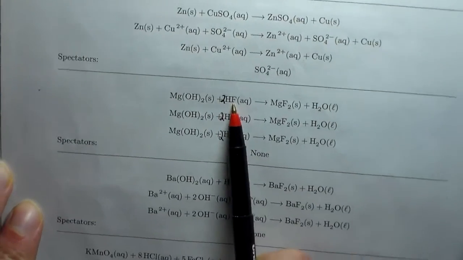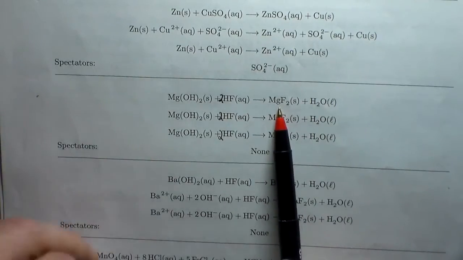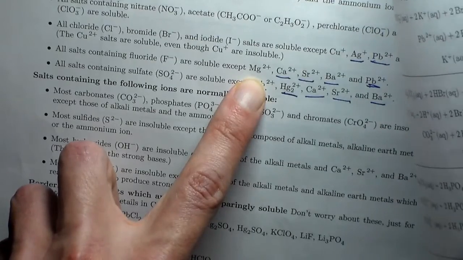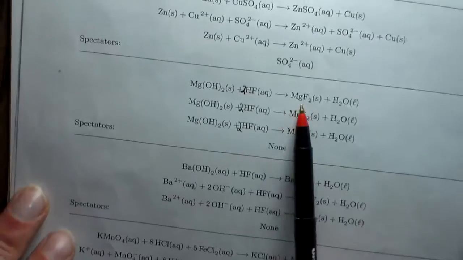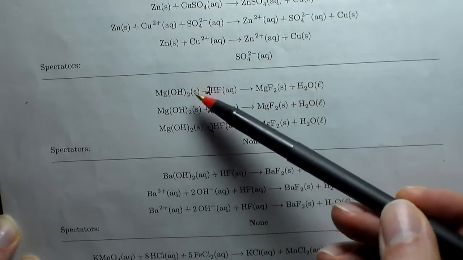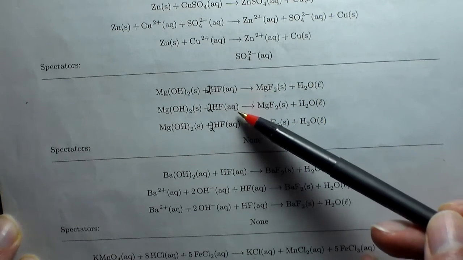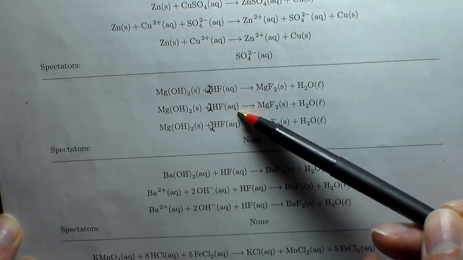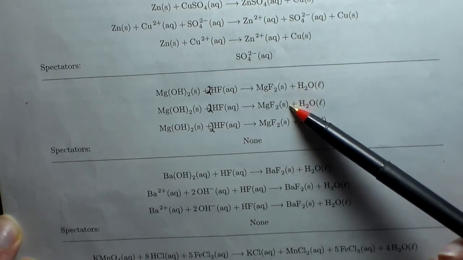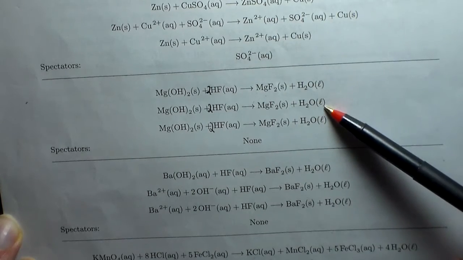Hydrofluoric acid, of course, is the weak acid we talked about, so that one doesn't break apart. Magnesium fluoride, all salts containing fluoride are soluble except, there's my magnesium. So magnesium fluoride is insoluble. Okay, so that's my magnesium fluoride here. And then, of course, my water. So that means, since this is solid, I write it exactly the same way I found it. My hydrofluoric acid, that's a weak acid. I write it exactly the same way I found it, so nothing there breaks apart. My magnesium fluoride, that's a solid. I write it exactly the same way I found it. And water, of course, is a liquid. I write it exactly the same way I found it.